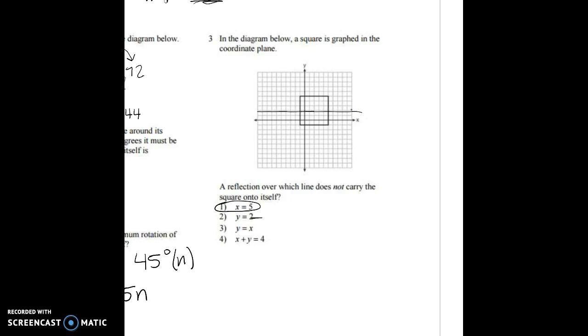Now, y equals 2 is going to result, if I flipped this, in still having 1, 2, 3 squares on the bottom, 1, 2, 3 on top, because y equals 2 is what we call a line of symmetry. Well, that's really nice. So anytime we have a line of symmetry, that means that I can flip the figure and it still ends up on itself.